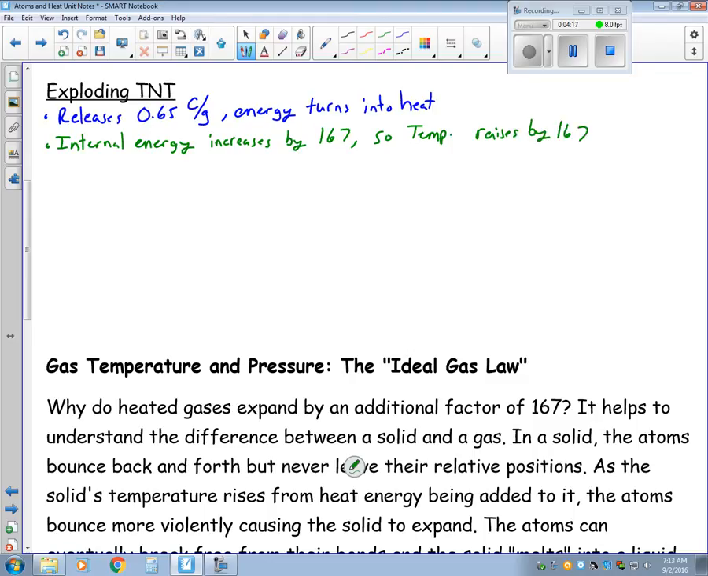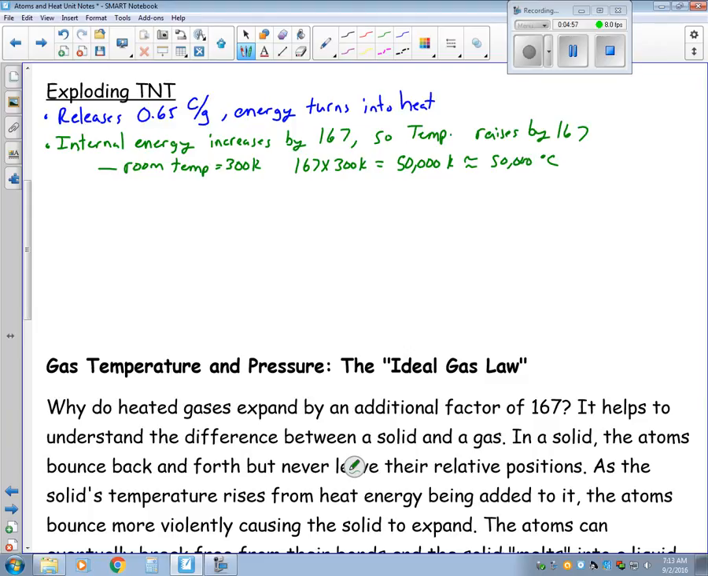Room temperature is 300 Kelvin. So if we do 167 times room temperature, we get that the temperature is 50,000 Kelvin, which is right around 50,000 degrees Celsius. I know there's a 273 in there somewhere, but at these extreme numbers we can round.